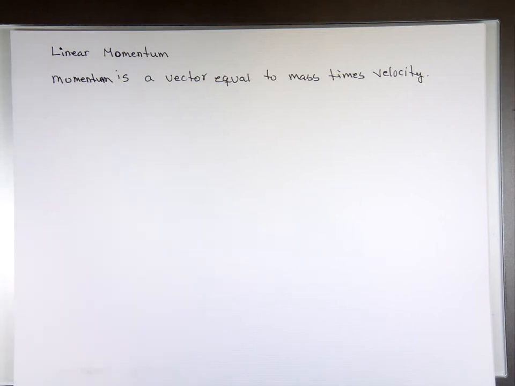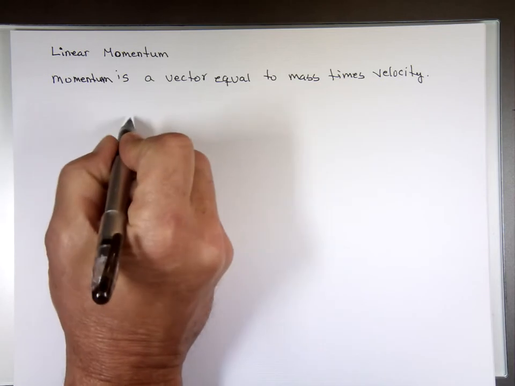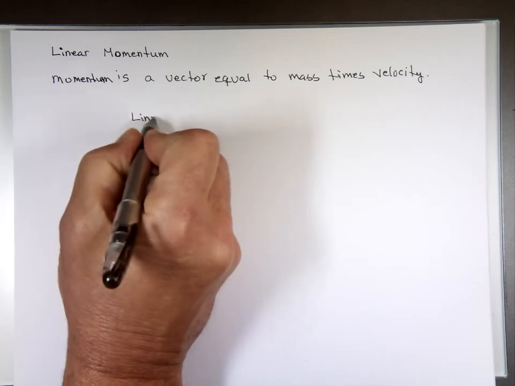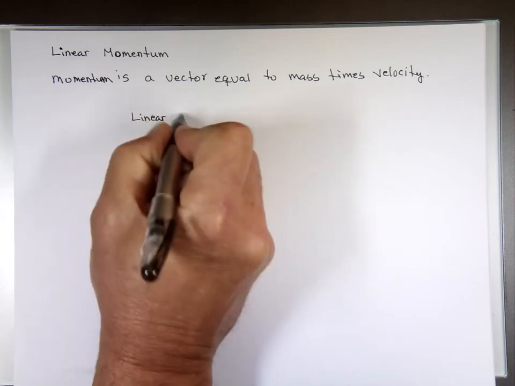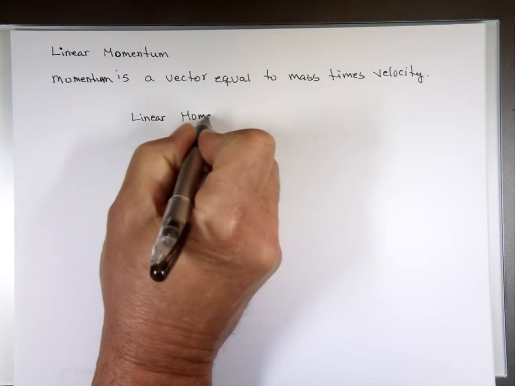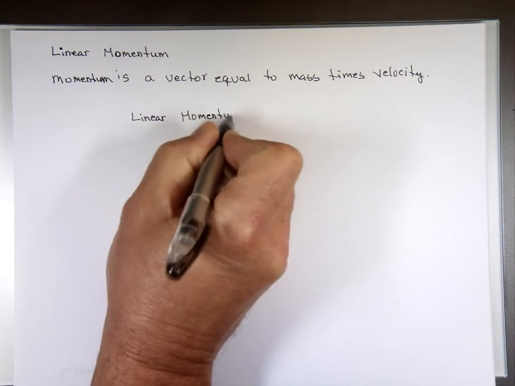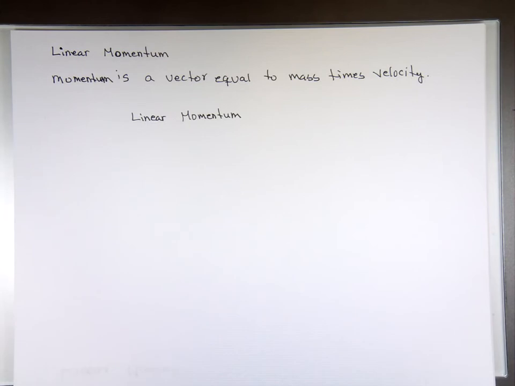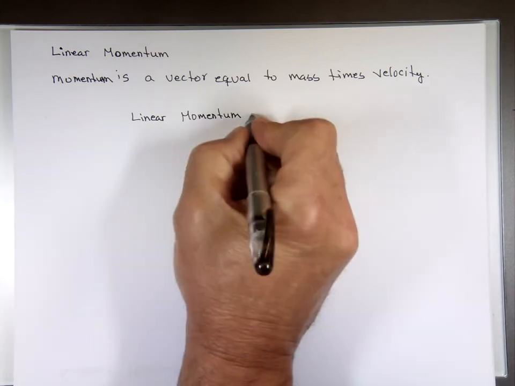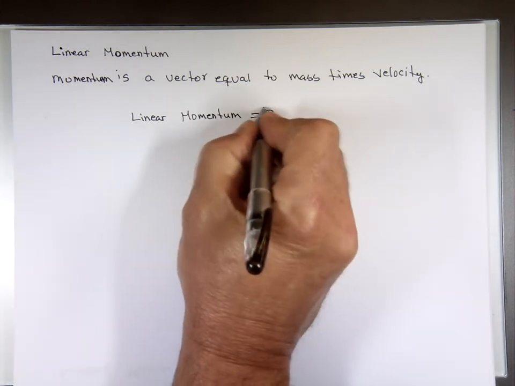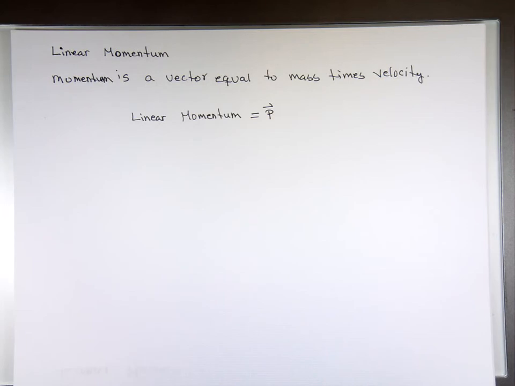Momentum is a vector equal to mass times velocity. Vector. So first, for momentum, linear momentum, we use the letter P. I know you're thinking, why not L? Don't worry, L is for something else. So it's a vector, so it's the letter P with the hat over it. When you see that little arrow, that means it's a vector.